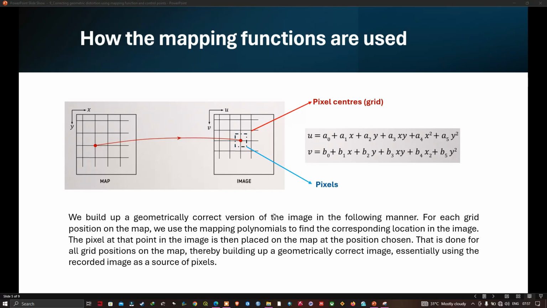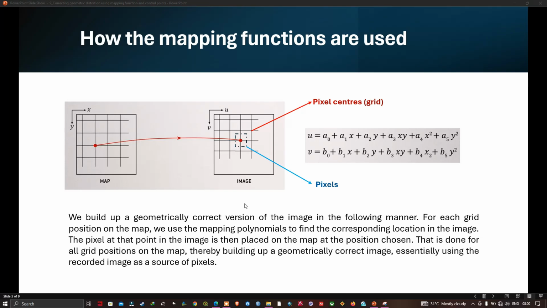We find the pixel value at that image point and transfer it onto the map position we started with. That is done for all grid positions on the map, thereby building up a geometrically correct image, essentially using the recorded image as a source of pixels.